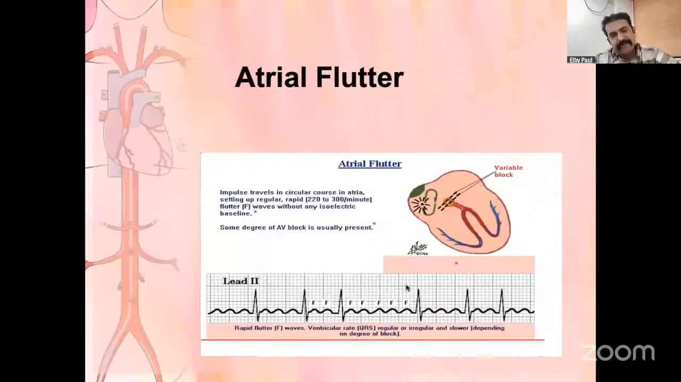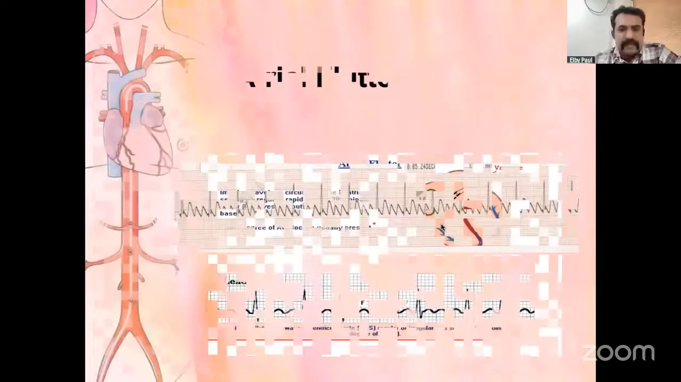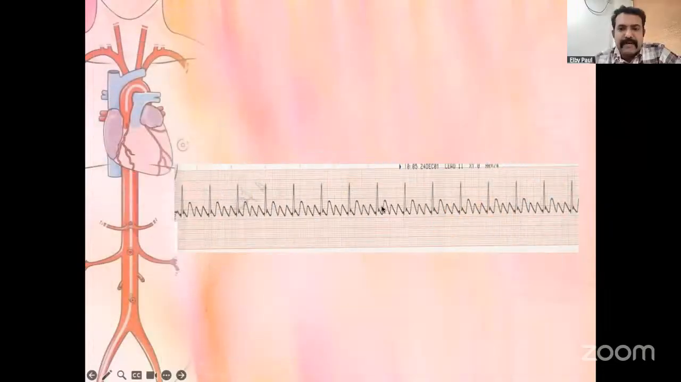That is atrial flutter. So there are so many flutter waves, multiple P-like waves. We can say they are sawtooth waves, something like the teeth of a fish. They are commonly in between the RR intervals. These are called F waves, flutter waves, but the RR intervals will be regular. We cannot call it a P wave, but it looks like a P. It's called flutter waves. This is atrial flutter.